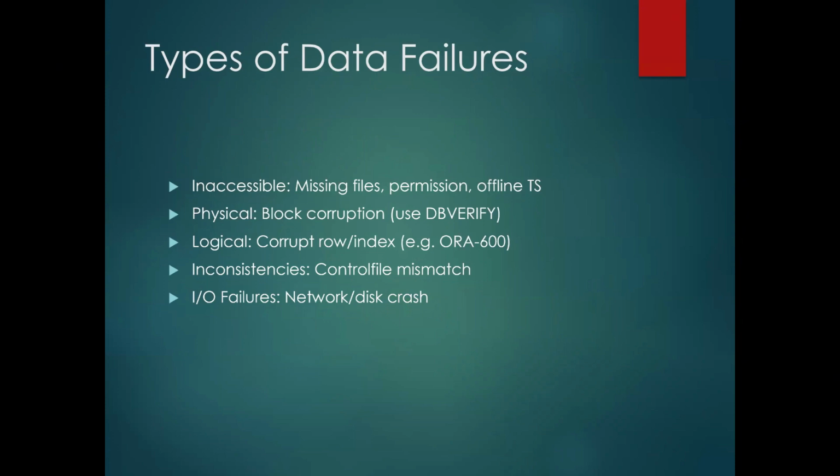Before going to that, these are all the failures, the data failures. So what are the types of data failures? There is inaccessible, physical, logical, inconsistent, and IO failures. Each failure has different scenarios. If it is inaccessible, maybe the system files are corrupted, or the control files or data files are not accessible, or there are permission issues, or some tablespaces are in offline mode. So these are all inaccessible failures.